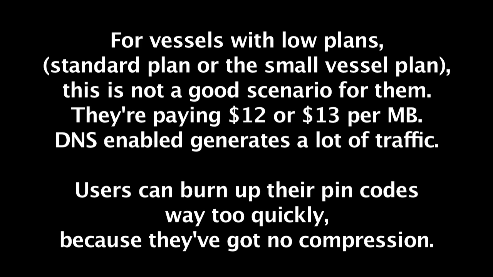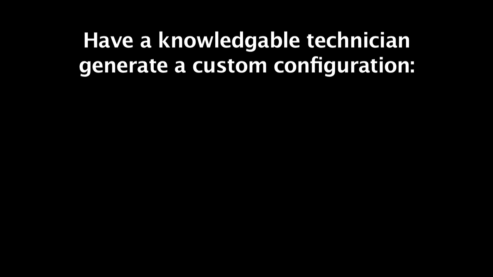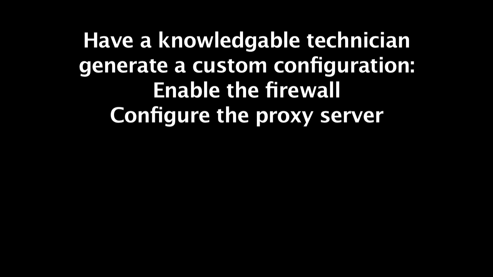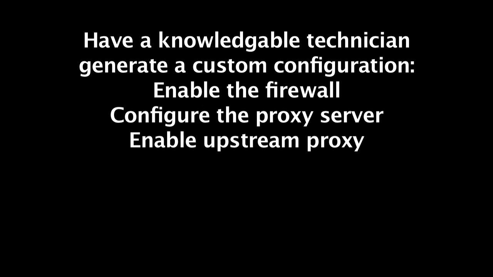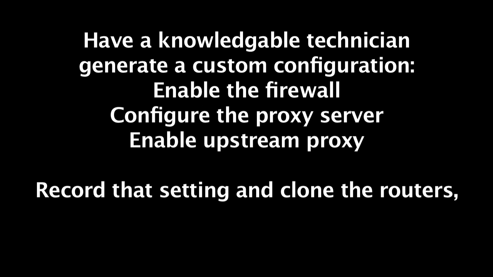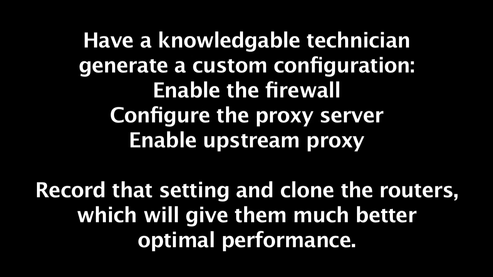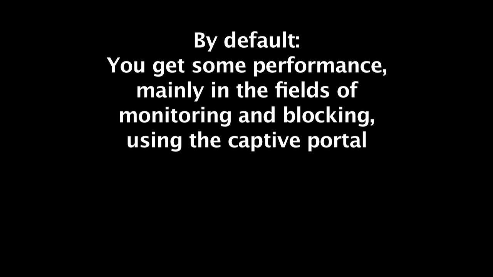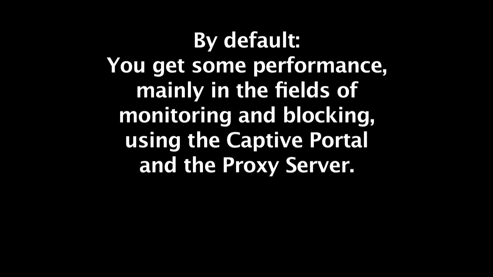So what they will do then is they will have some knowledgeable technician, someone who's been through training and who knows about proxy servers and routers, go through and generate a custom configuration for them where they've enabled the firewall to block things, they've configured the proxy server to tune things, and they've enabled upstream proxy. Then they'll record that setting, and they'll clone the routers as they ship them out so that they're in the standard configuration, which will give them much better optimum performance. But by default, you get some performance, mainly in the fields of monitoring and blocking using the captive portal and using the proxy server. Okay, so we've logged into the router.